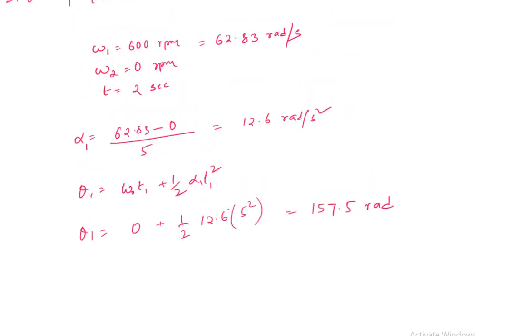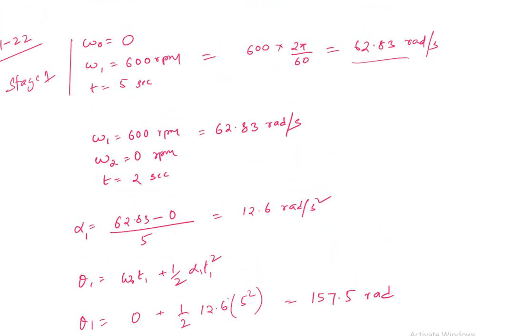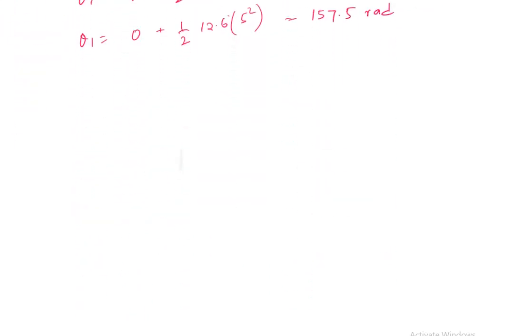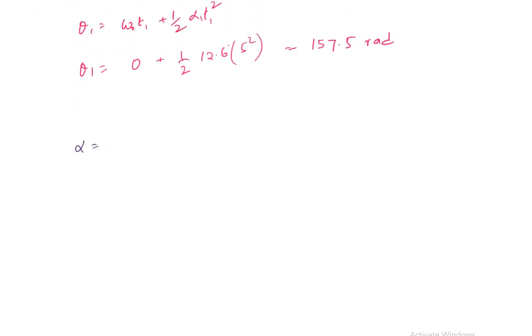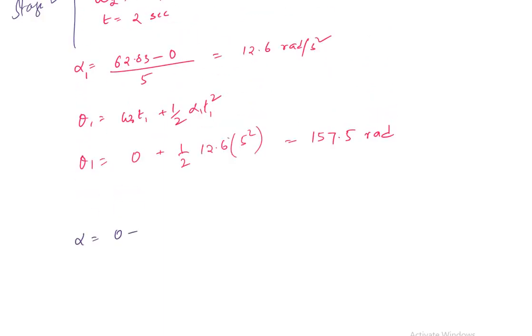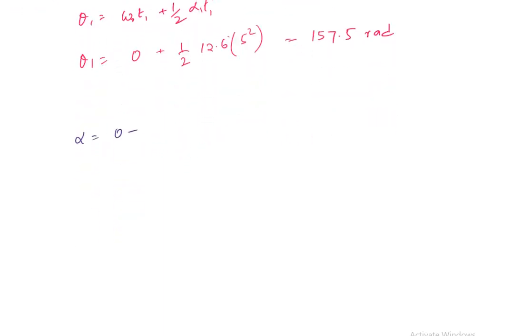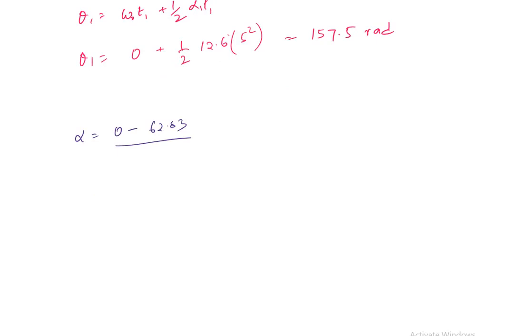Now we go to stage 2. Here we're decelerating, so alpha would come out negative. Final velocity is 0 minus initial angular velocity, 62.83, divided by 2 seconds, since it takes only 2 seconds to do it. So negative 31.415, so let's leave it at 31.4 radians per second squared.